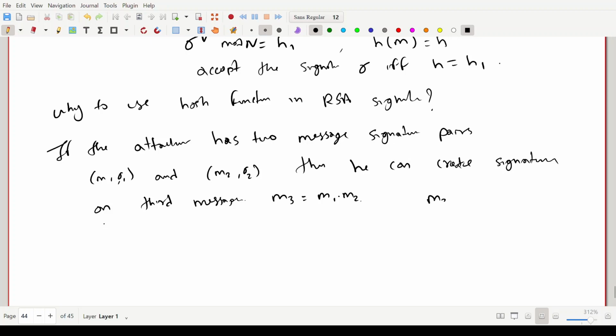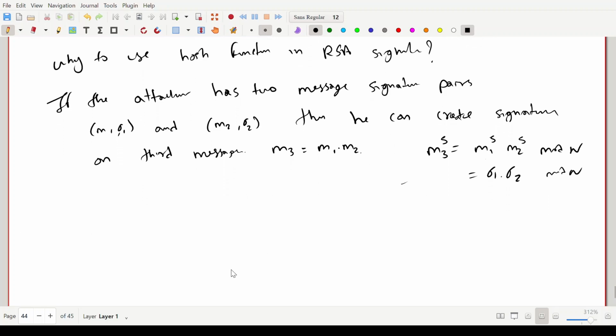So m3 raised to S is m1 raised to S times m2 raised to S modulo n, and you already know that sigma 1 and sigma 2 are those values, so it is just sigma 1 times sigma 2 modulo n. So you got the signature. Even with proper use of RSA, he can get this. This was the known message attack. Even a chosen message attack is also possible.